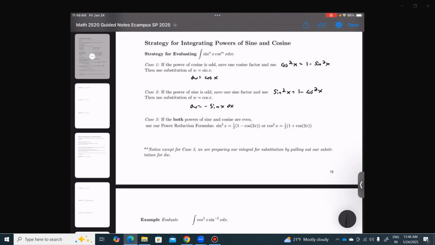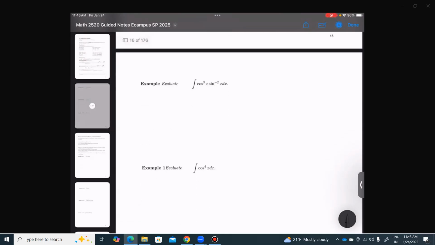And in the last case, if both powers are even, then we have to use our power reduction formulas: sine squared x equals 1/2 times 1 minus cosine of 2x, or cosine squared x equals 1/2 times 1 plus cosine of 2x. Notice, except for case 3, we are preparing our integrand for substitution. Alright, so let's do a couple of examples.